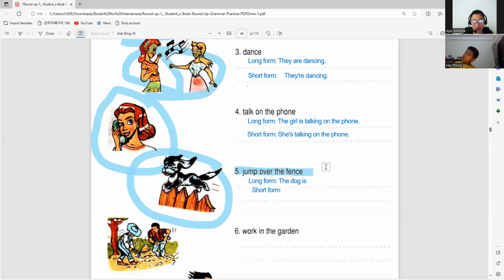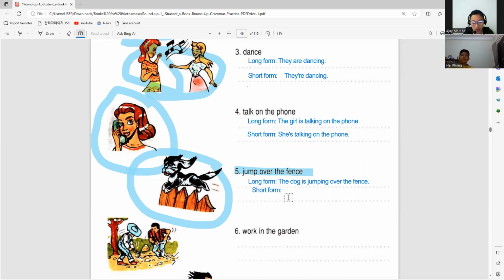What is your answer for? Oh, look at this one. Talking, dancing. The dog is? The dog is jump. Jump only? Jumping. One more time. The dog is jumping. The dog is jumping over the fence. Okay. Is jumping. Next number.